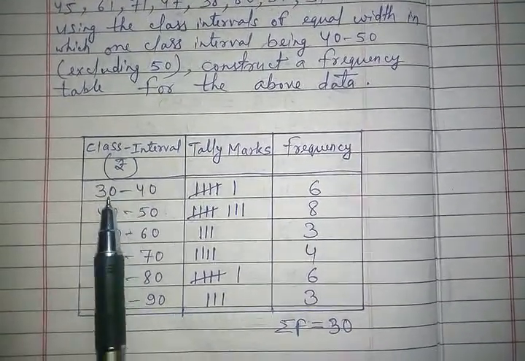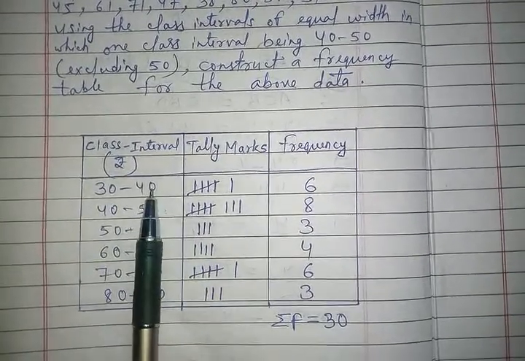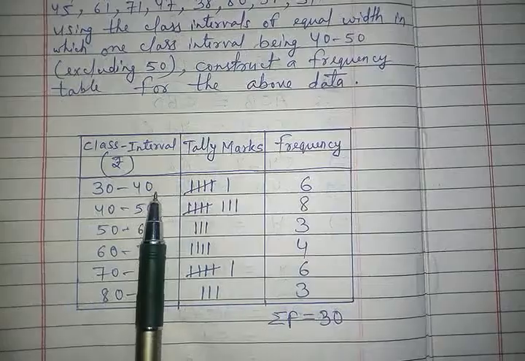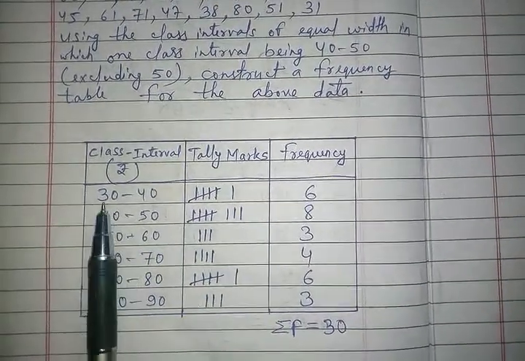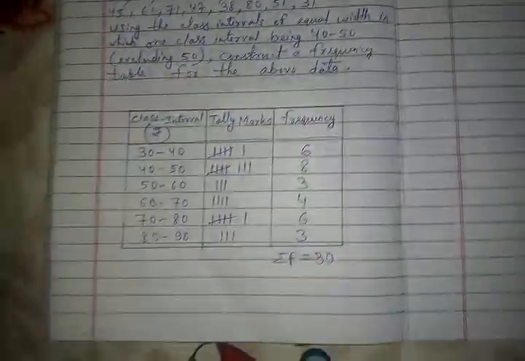And in class interval 30 to 40, 30 is called the lower limit, and 40 is called the upper limit. Lower limit, upper limit, lower limit, upper limit, and the gap will be called width. There is a width of 10. So that way we have to understand.